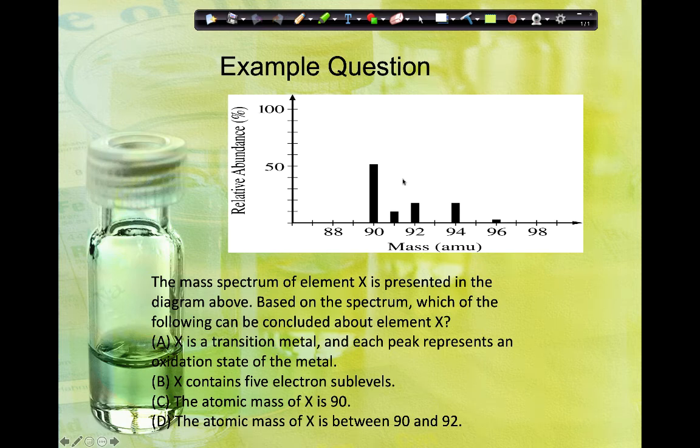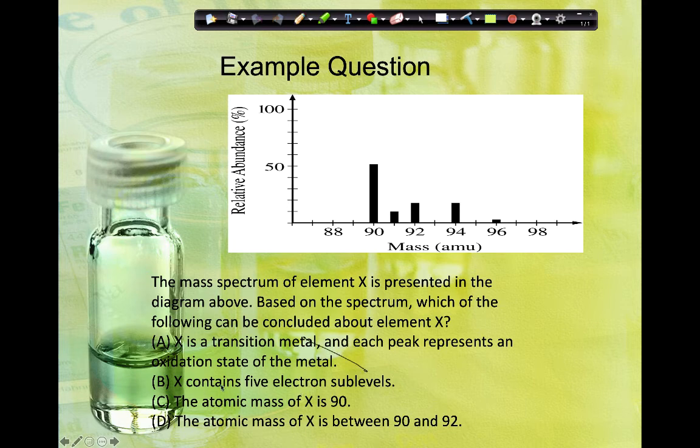So, X is a transition metal. Okay, well, if I pull up a periodic table, it's possible that this could be a transition metal because the masses are in this range. Next, each peak represents the oxidation state of the metal. An oxidation state has nothing to do with mass, so that has nothing to do with this mass spectrum. So automatically, I can just eliminate that.